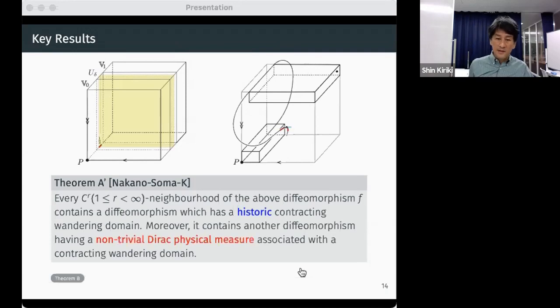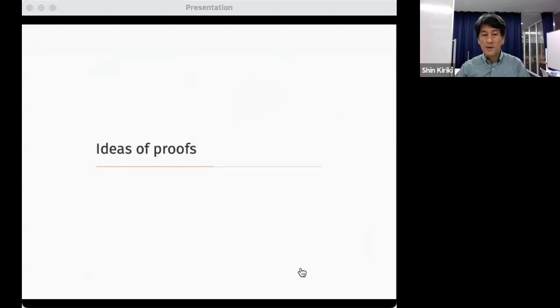Moreover, it contains another diffeomorphism having a non-trivial Dirac physical measure associated with a contracting wandering domain. Using this result and the previous proposition about the C1 robust tangency, we can extend the same property to the one-parameter family of diffeomorphisms, which is the result of theorem B described in the previous slide. Hence, theorem A prime is the essence of this study. We will now try to explain the idea of the proof as simply as possible.